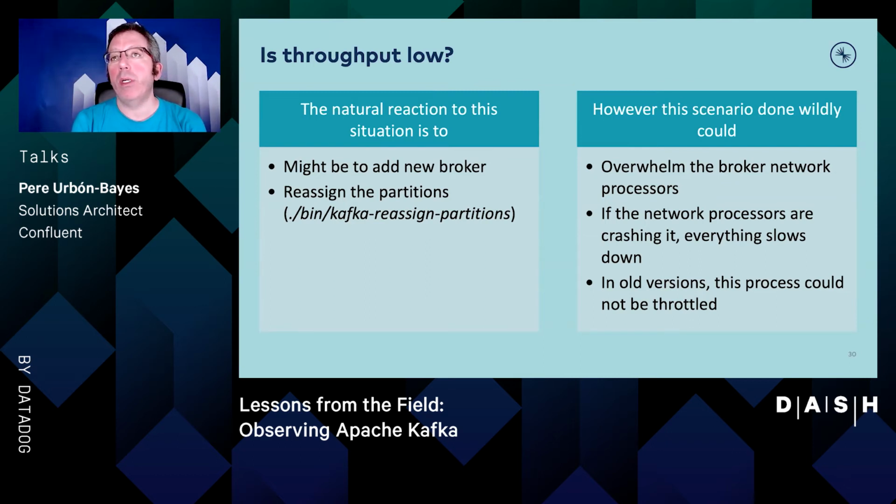However, this scenario can be overwhelming. Remember, all the replication happens over the network. So when we are moving partitions, we do it over the network, and we have a given set of network threads that we have configured. If we overwhelm the brokers with replication load, you are not going to respond to your normal requests. It's very, very important to throttle this, and in the older versions, this was not possible.